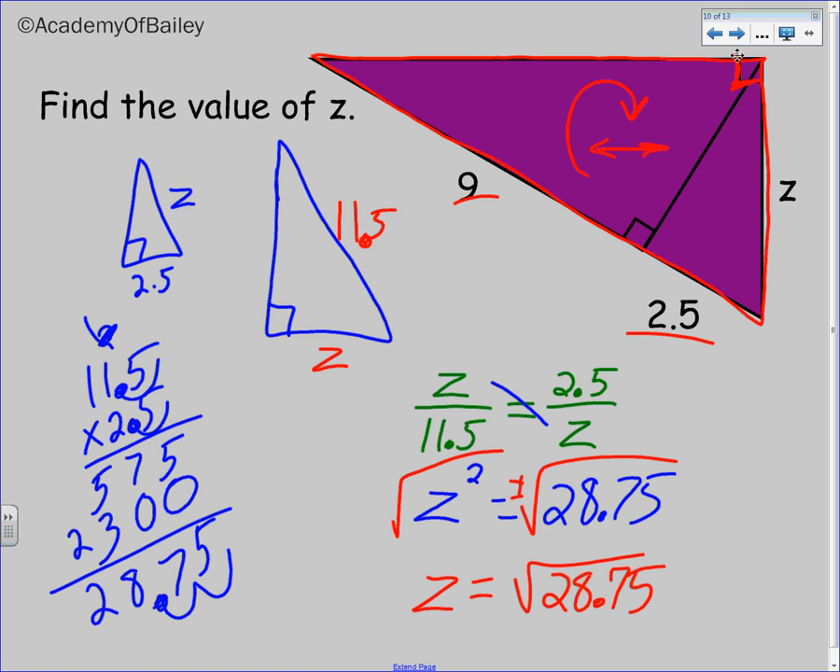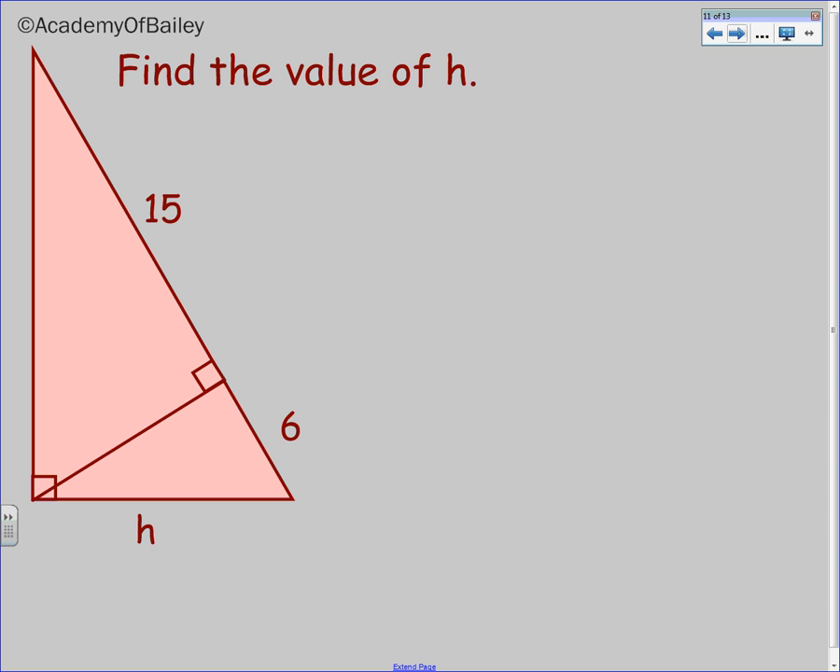Any major questions there? I would like you to try this one on your own. Once again, it's very similar to the last problem. Hit pause on the video, then hit play when you are ready to check your solution.